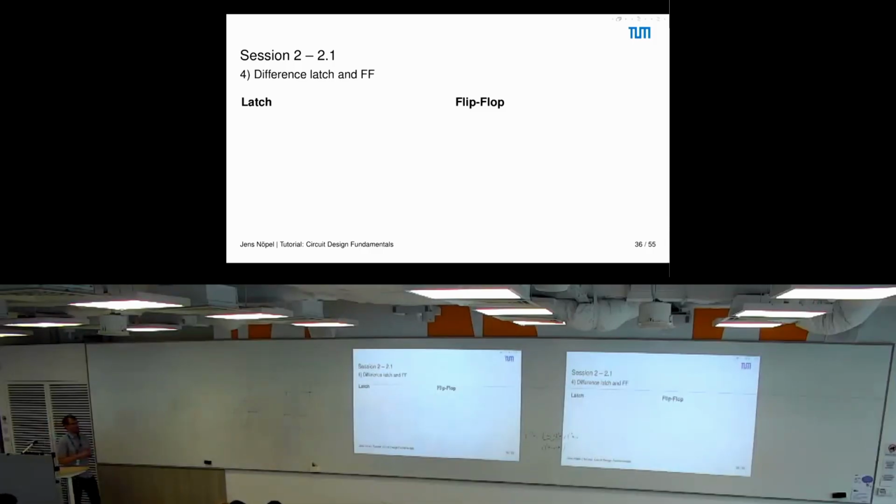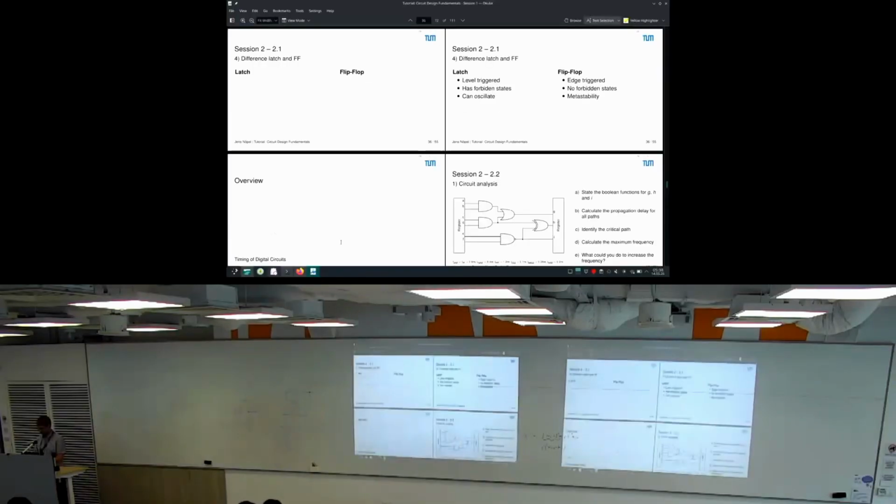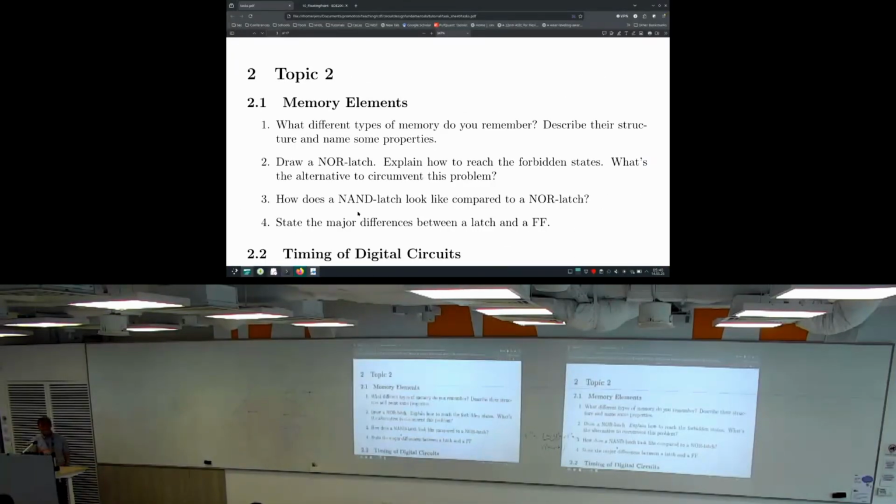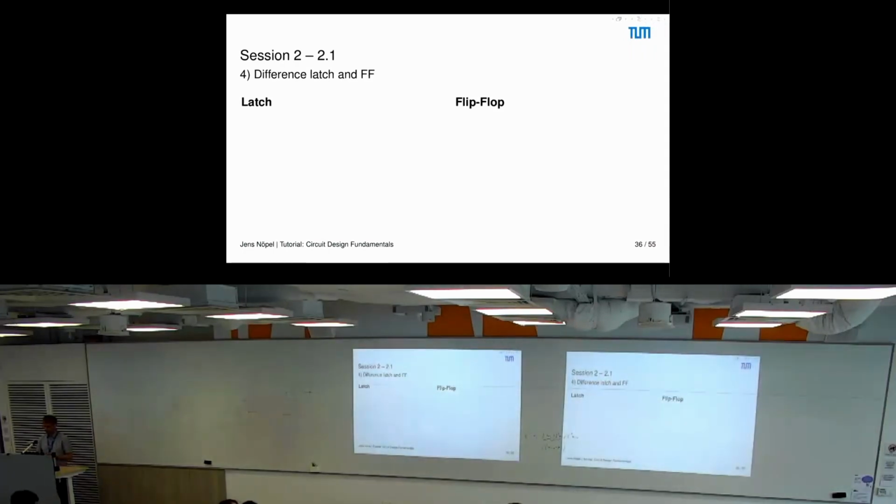So now we come to the fourth question. What is the difference between latches and flip-flops? Right, I have the feeling that you already have some notes regarding latches and flip-flops. So what is the main difference? Anyone who wants to answer?